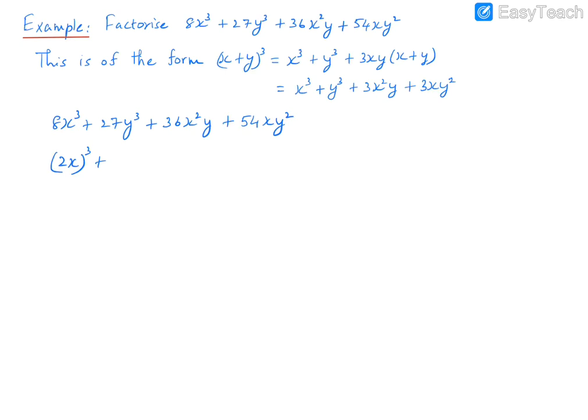And similarly, we can write 27y cubed as 3y the whole cube. So now 3y, 3 cube is 27 and y cube is y cube. Okay, so we can write this 27y cube as 3y the whole cube. So we got the x cube term and the y cube term.